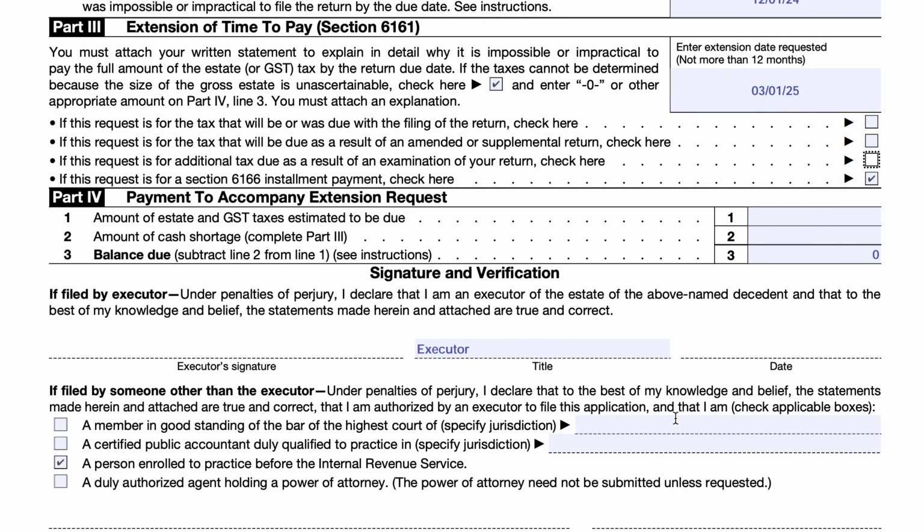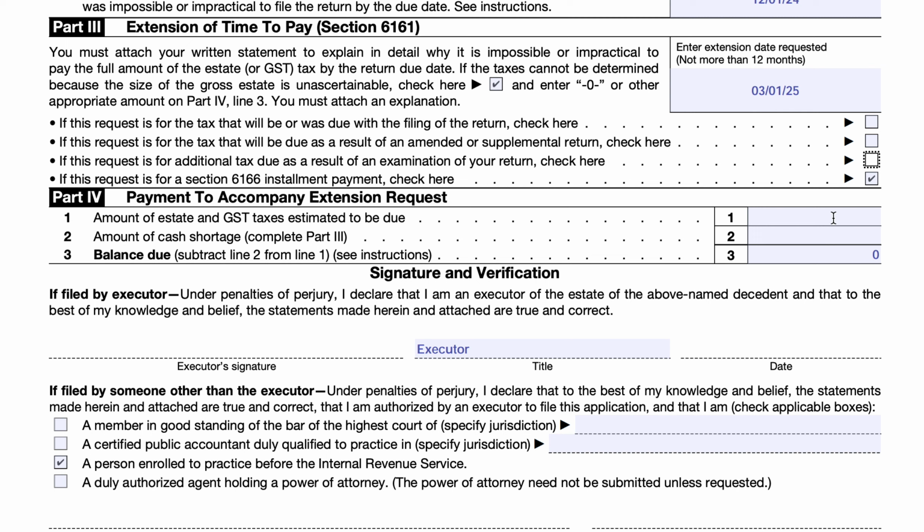So in Part 4, we will go over the expected payment to accompany your extension request. So in line 1, you would enter the amount of estimated either estate or generation skipping transfer tax. In line 2, you would have to complete line 1 because you're already saying that you're short on cash. So you have to attach an explanation to complete Part 3. But you would enter the amount of cash that you are not able to pay.